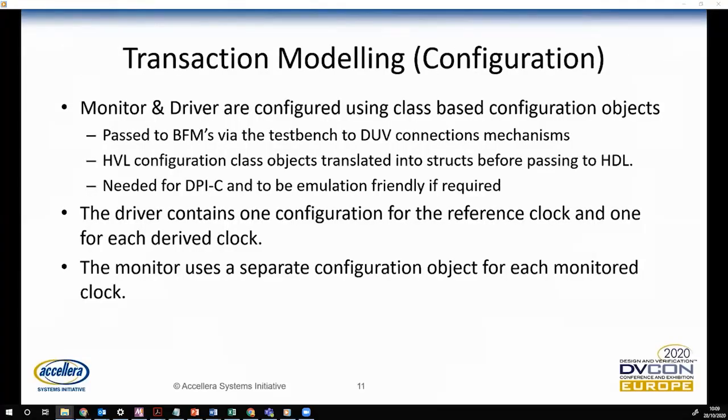In order to configure the BFM agents from the HVL part, multiple class-based configuration objects are used. These objects are passed to the BFMs via the testbench to DOV connection mechanism, as explained earlier. They are translated into packed structs before passing to the BFMs, which is required for the Specman DPIC mechanism, but would also enable emulation if required. The driver contains one configuration for the reference clock and one for each derived clock. The monitor uses a separate configuration object for each monitored clock.